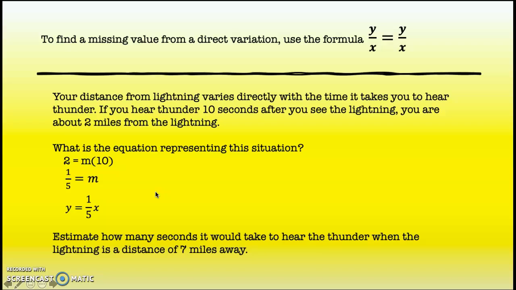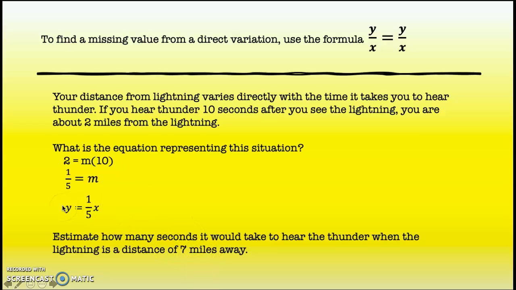Okay, now let's look at a little bit of an estimate. Let's make a prediction off of this real life situation. So estimate how many seconds it would take to hear the thunder when the lightning is a distance of 7 miles away. So we know that it takes 10 seconds to hear it whenever it's 2 miles away. How long would it take to hear that thunder if the lightning is 7 miles away, right? Well, we can figure that out. We have an equation right here. Let's plug it in.